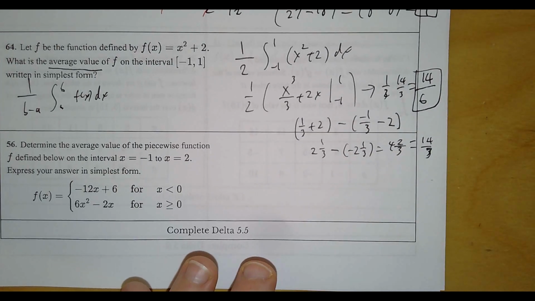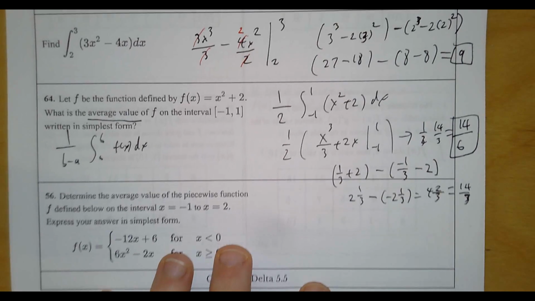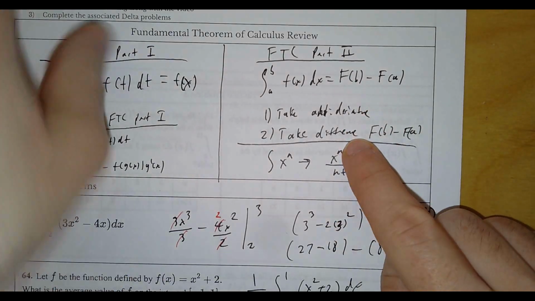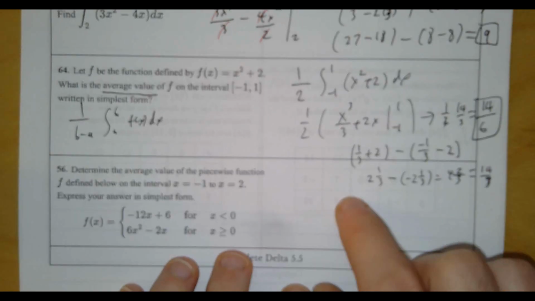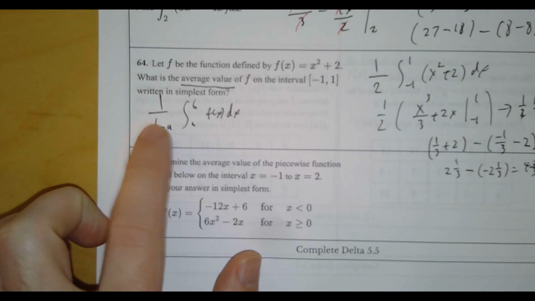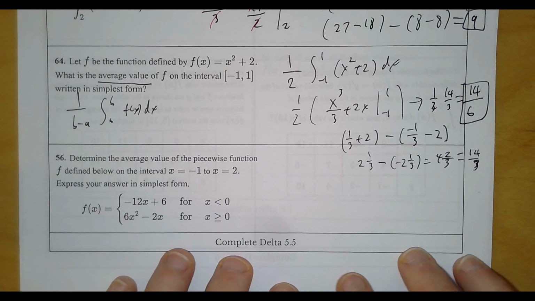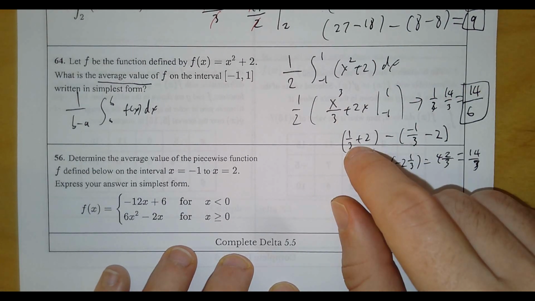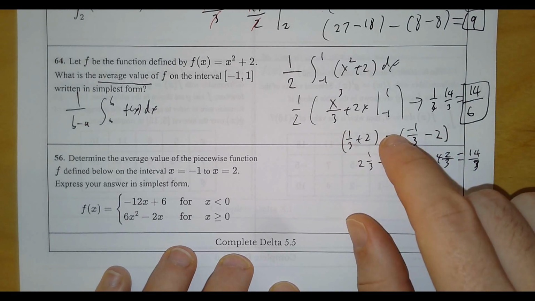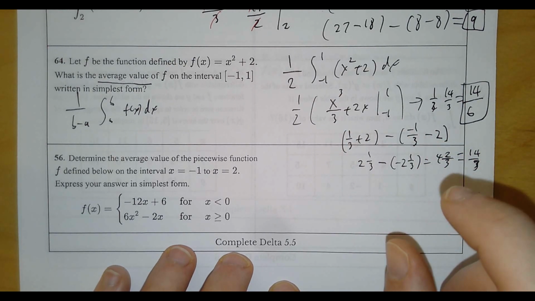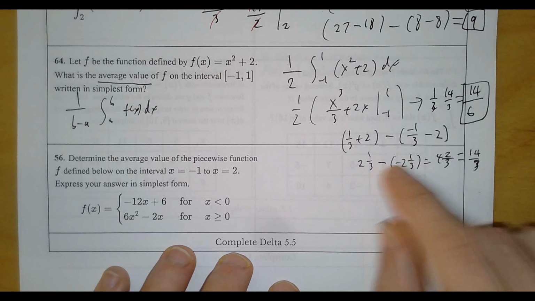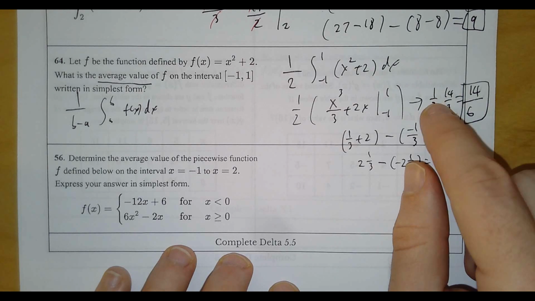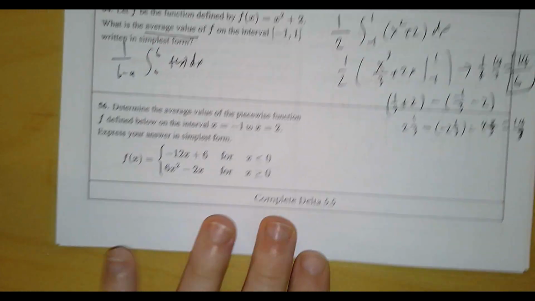Okay, so to do these, you anti-differentiate. It's the same steps here. You take the antiderivative, you take the difference, and then you just multiply by that 1 over b minus a. You're just doing that last. So it's antiderivative, difference, plug in the 1, plug in the negative 1, take the difference. Once you've got that difference, 14 over 3, you multiply it by 1/2, and you have 14 over 6. Okay. Last one.